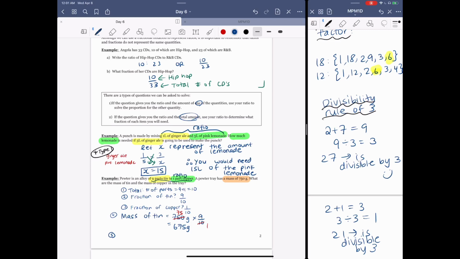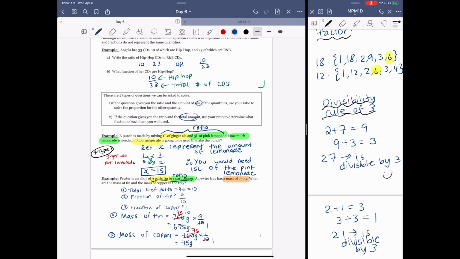Okay, so let's try that out before we forget. Mass of copper. So we're going to do again 750 grams times what? Times 1 over 10. Because we have 1/10 of the 750 grams that will be made out of copper. And so I'm going to reduce before I go ahead. Okay, 10 goes into 750 75 times. So that simplifies to 75 over 1. And so that is equal to 75 grams.